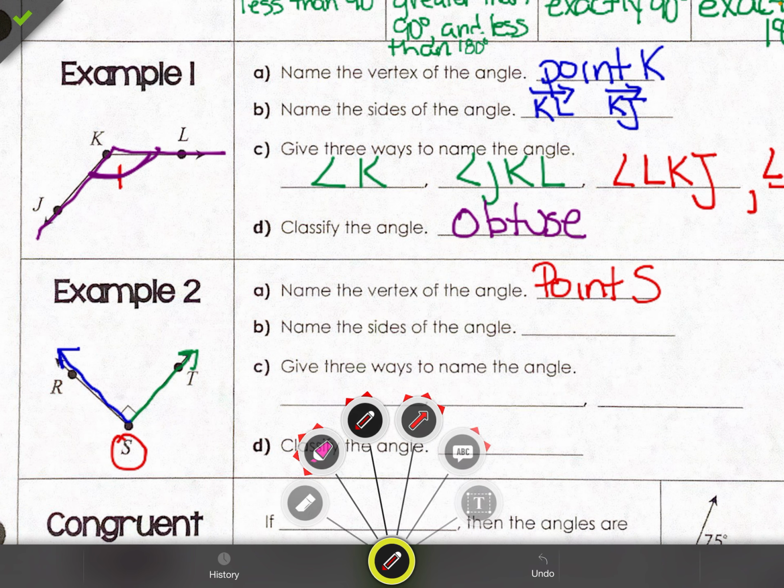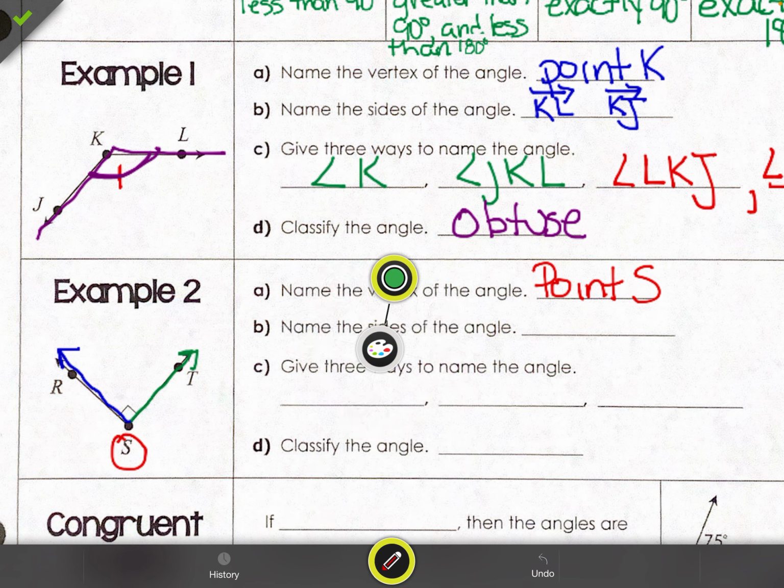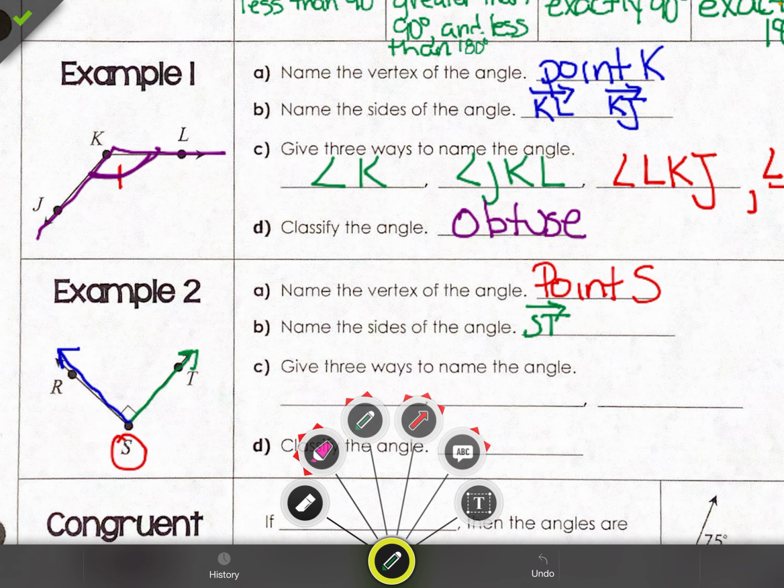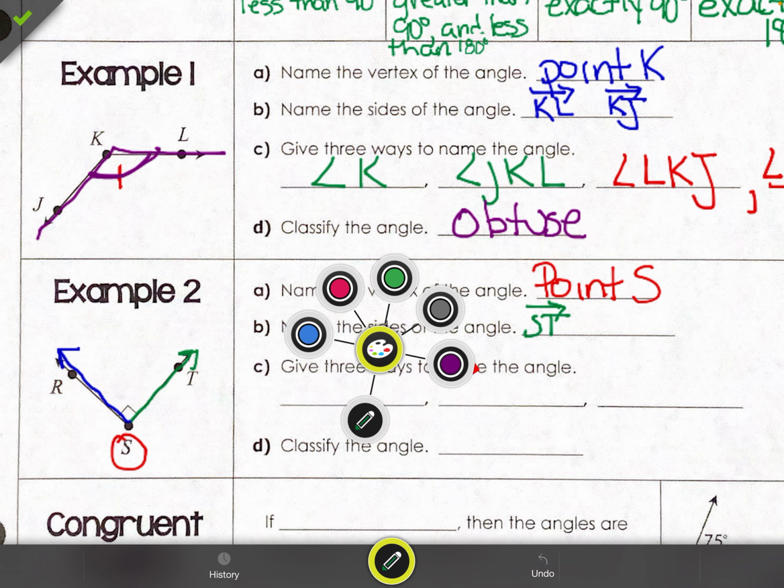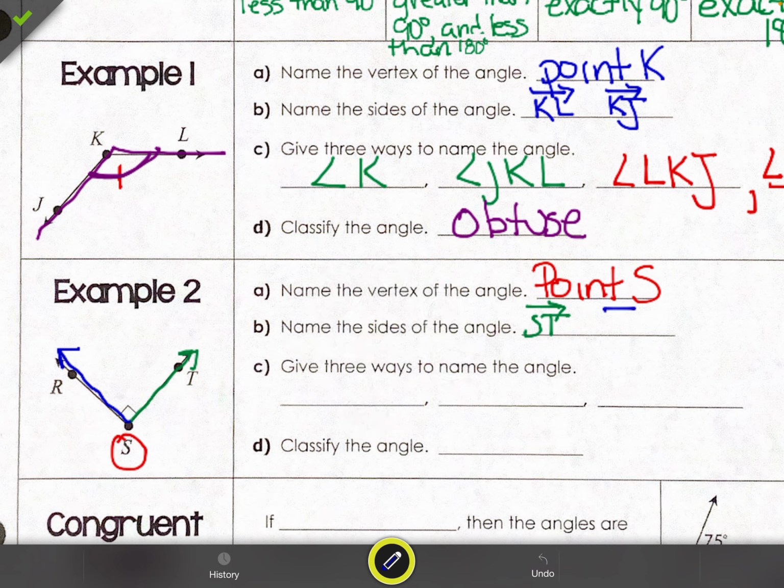Now, let's name the sides. So again, if you look at what I traced in green, that would be ray ST, got to start at S, and ray SR. You have to start at their common endpoint. Now, we're only going to name this angle 3 ways. Okay, I did show you the number in example 1. I'm not going to put a number in this one.